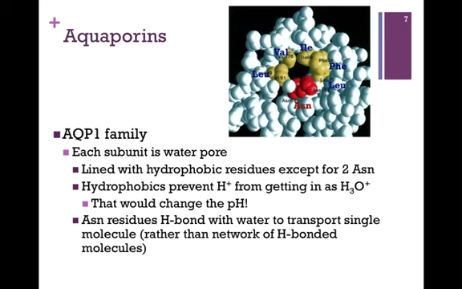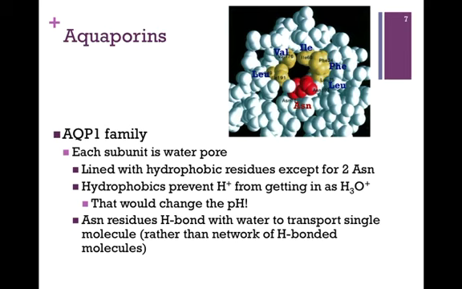Well, remember, we're talking about selective channels. So how could that pore be selective for water? They are lined with hydrophobic residues, except for 2 asparagine residues, which we'll look at in just a moment. Those hydrophobic residues are highlighted in yellow here, and I've labeled them for you. As you can see, there are 5 hydrophobic side chains that line that pore.